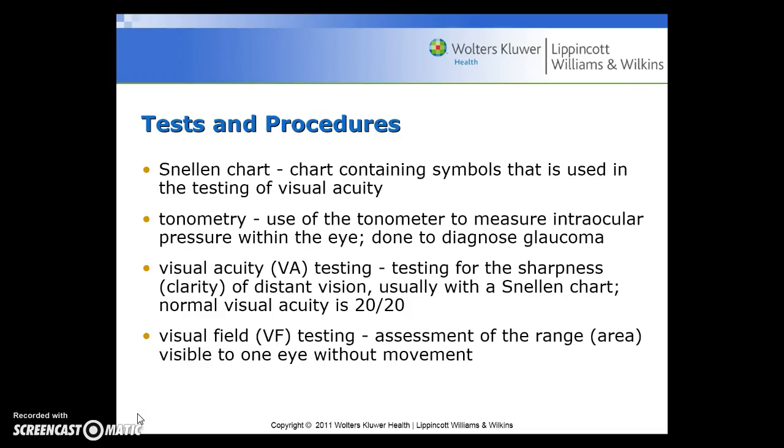ophthalmoscopy. Some common tests and procedures are the Snellen chart, that's the chart containing the symbols that's used in the testing of visual acuity. Tonometry, that's the use of a tonometer to measure intraocular pressure within the eye, and that's done to diagnose glaucoma. Visual acuity testing, or VA testing, that's the testing for the sharpness or clarity of distant vision. Usually they use a Snellen chart, and normal visual acuity is 20/20.